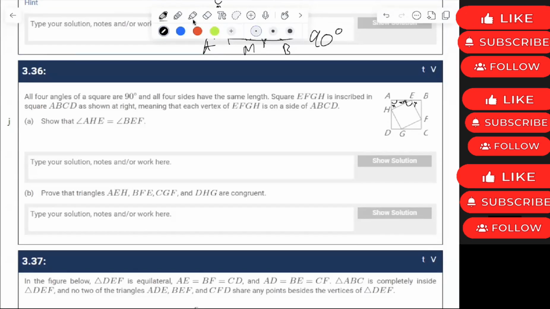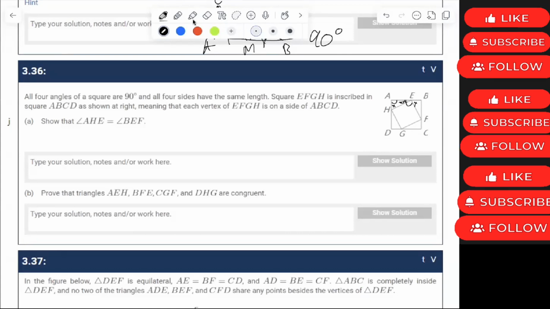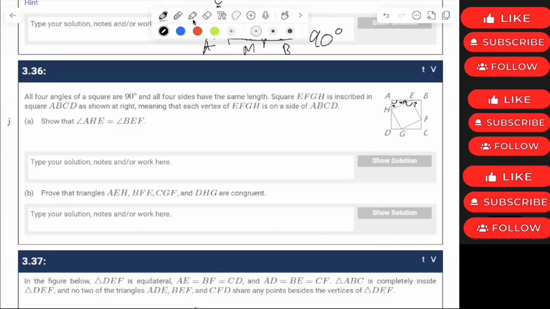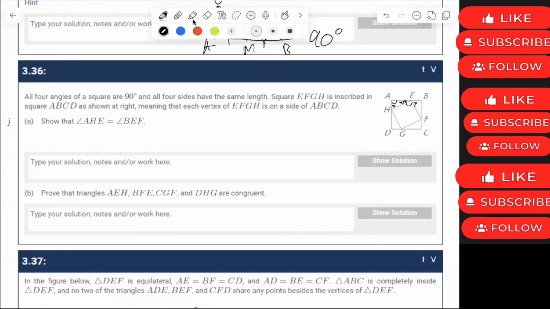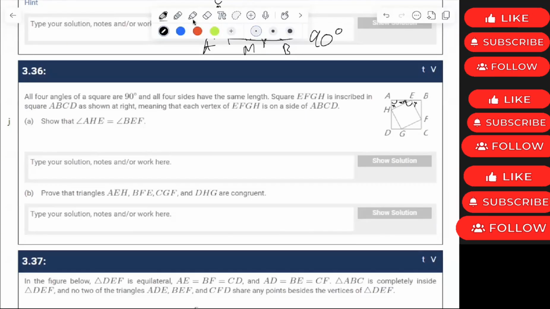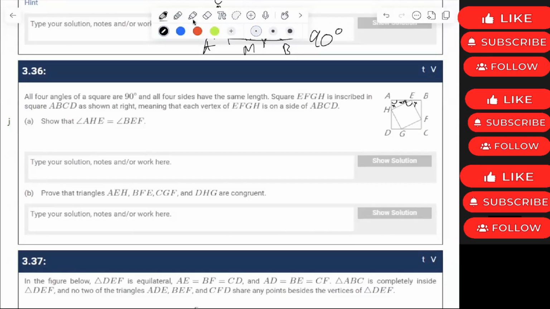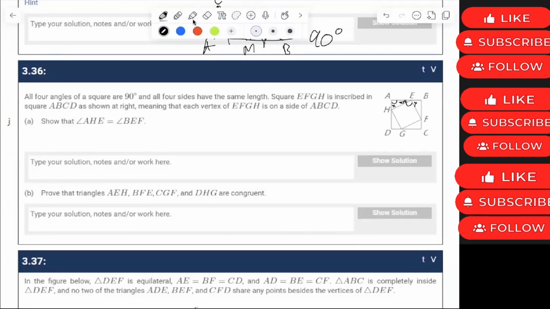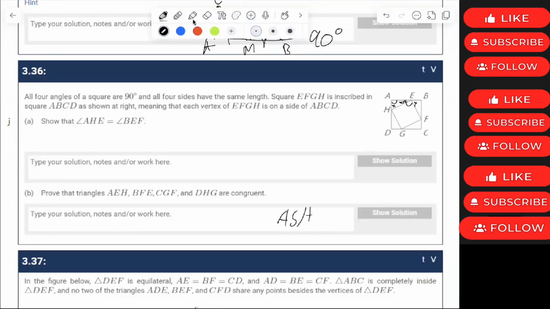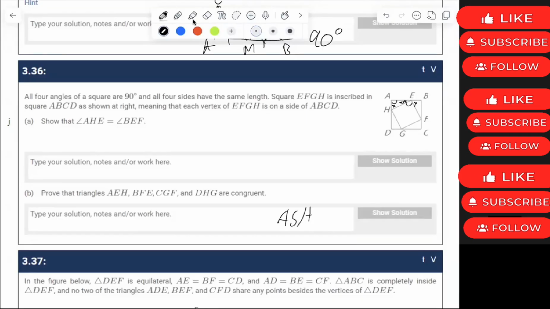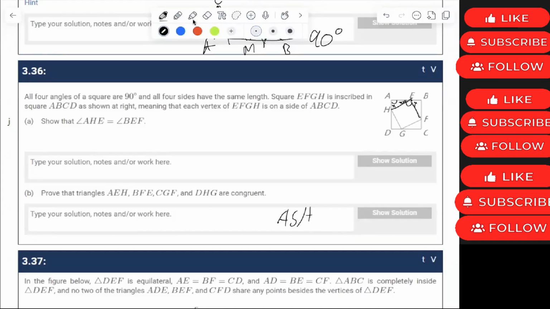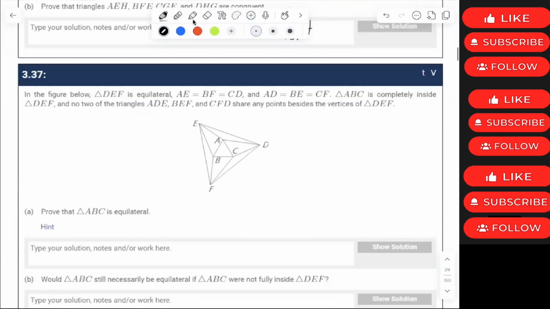You can easily prove this with one argument. We can just prove two of them, and the result will follow for the rest. How do we prove that AH is equal to BF? By ASA, this follows, because of x, 90 minus x, x, 90 minus x, and this equal side. And the result will follow. Now let's move on to 3.37.